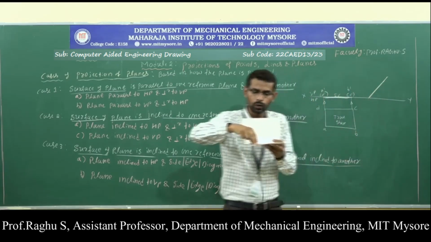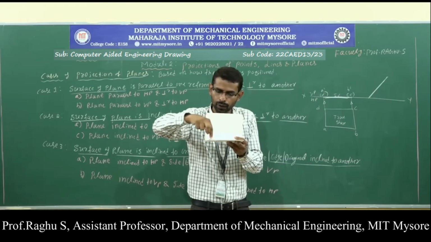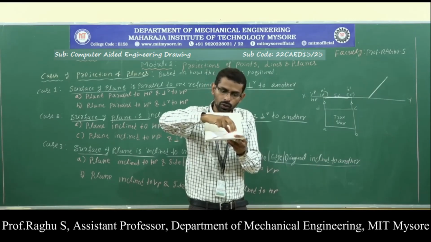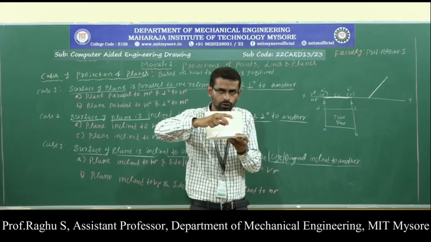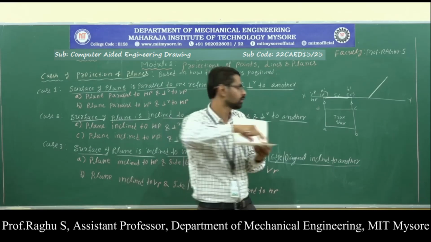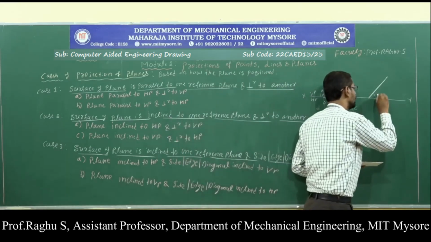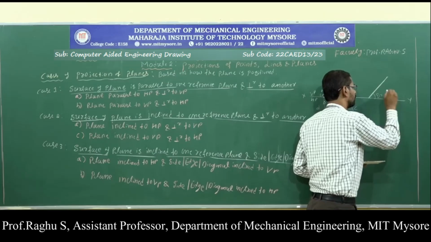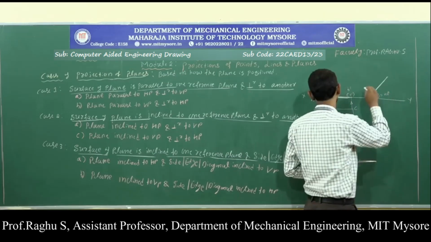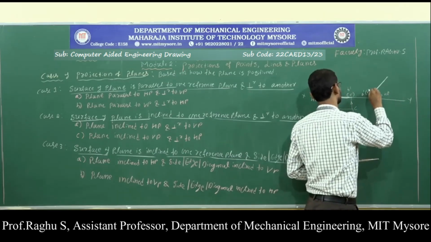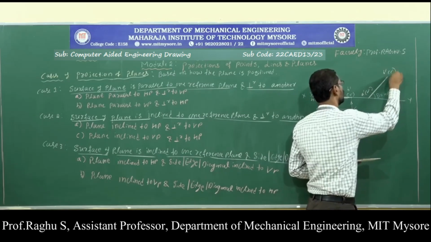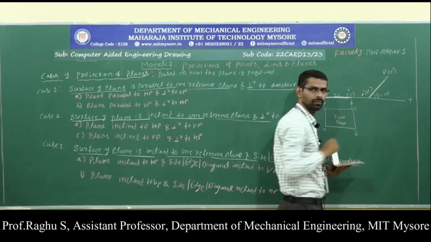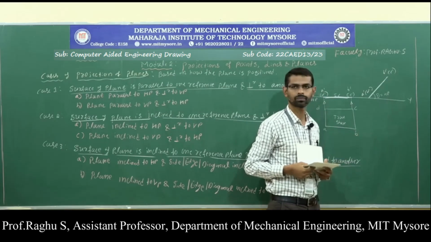Here, when you place the lamina completely on HP, the front view is a straight line. When you give an inclination with respect to HP, the front view is still a straight line. The front view length will not change. So this is the theta inclination with respect to HP, and it is visible in the front view. So redraw this line with the HP inclination.